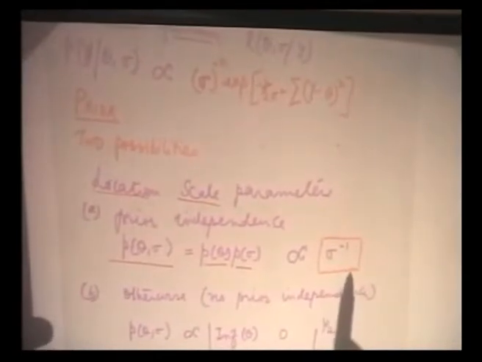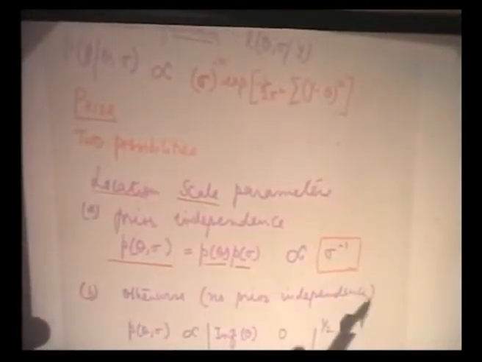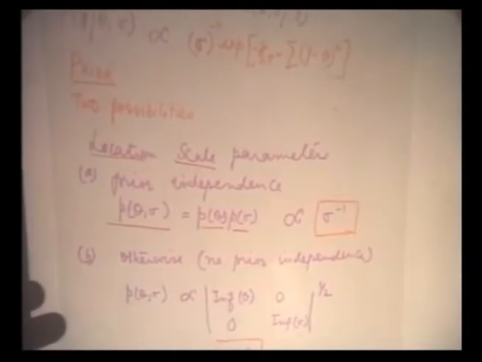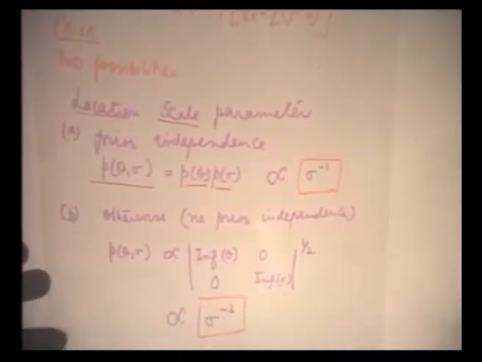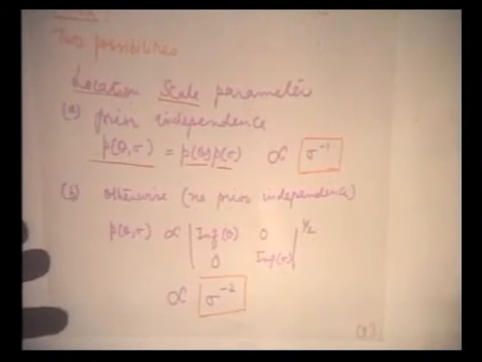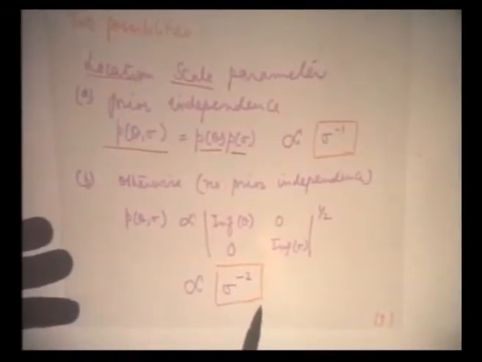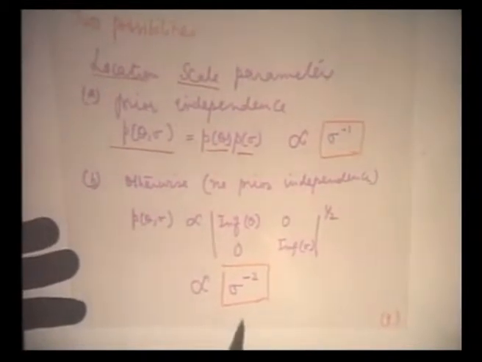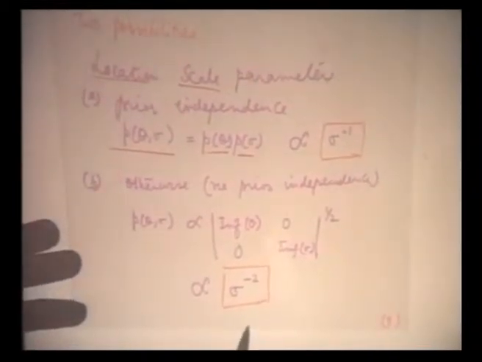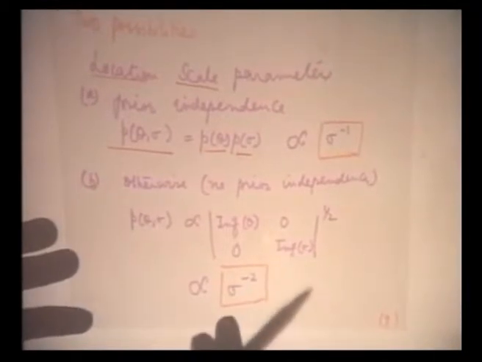Now, if you assume prior independence, then of course it again works out to be very nice, and pi(theta, sigma) is nothing but proportional to 1 over sigma. But of course, if you don't assume prior independence, and I'll give you an example where this may not be possible to do so, what you find is that the joint prior is proportional to 1 over sigma squared, not 1 over sigma. And of course, this does cause further problems when you go on to getting your posterior distribution. So this is something that we really need to be aware of.